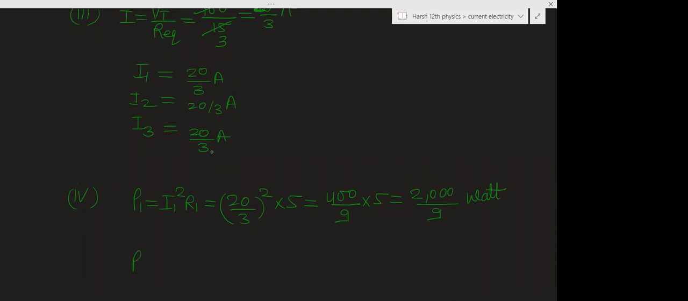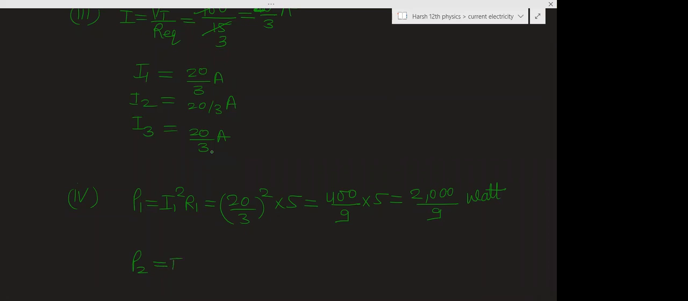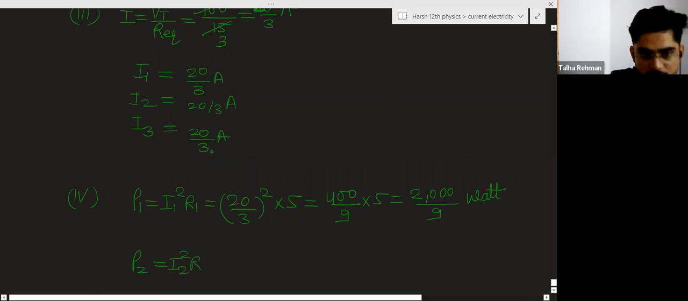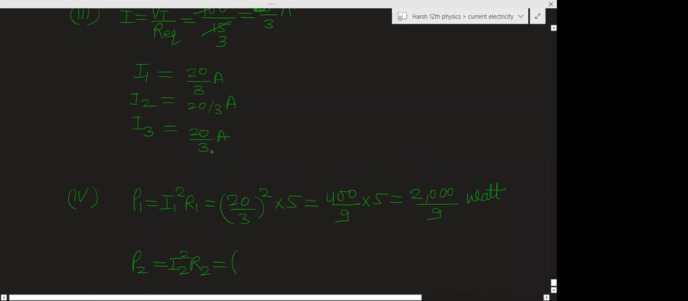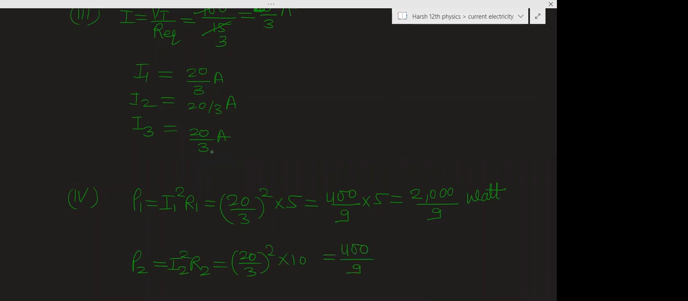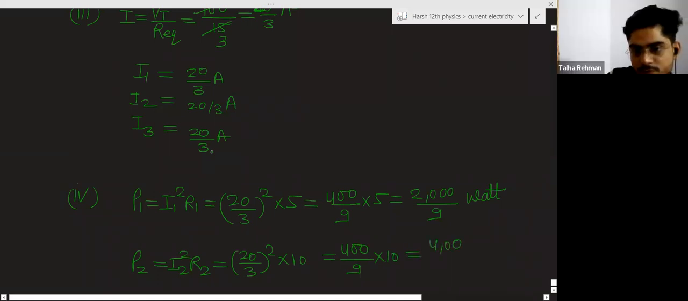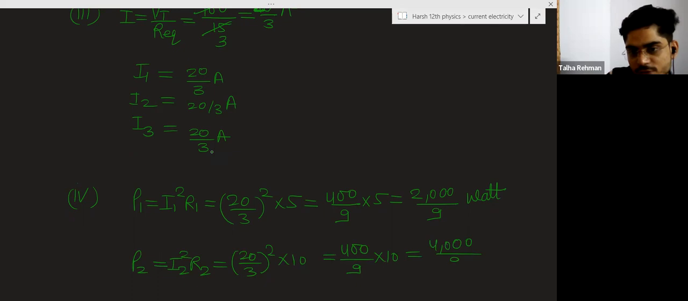Now you tell me what is P2. P2 is I2 square into R2. It will be 20 by 3 whole square into 10. It will be 4,000 by 9. Your answer is also the same.